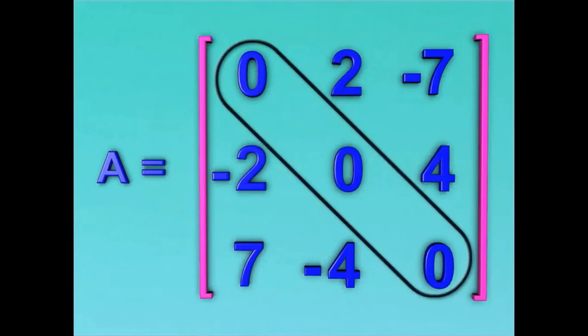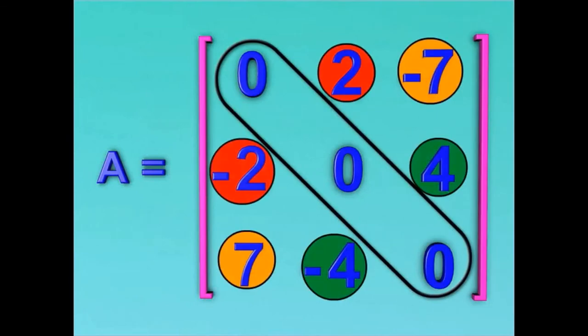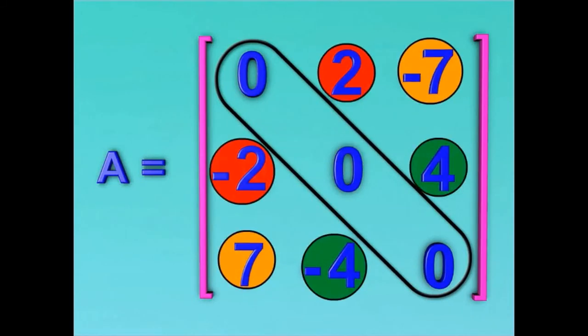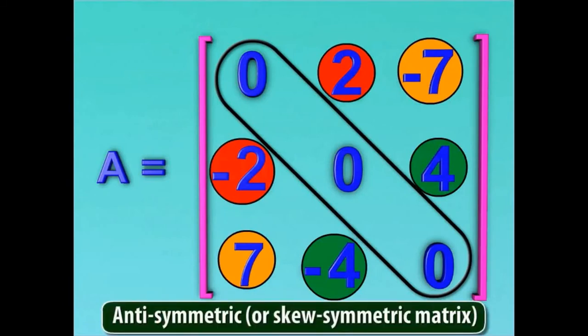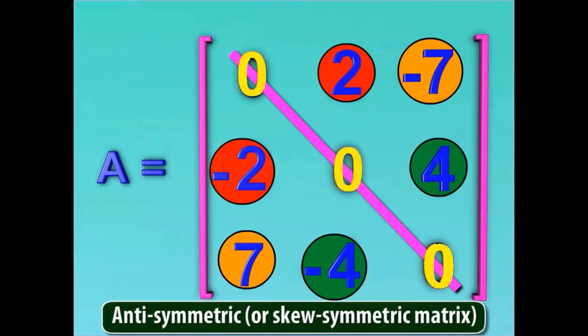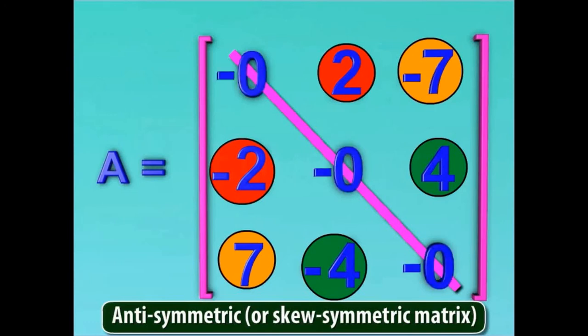Here is another square matrix. Notice that its corresponding off-diagonal elements are the same but have opposite signs. Such a matrix is called an anti-symmetric or skew-symmetric matrix. In an anti-symmetric matrix, there is symmetry along the main diagonal except for the signs. The main diagonal elements of a skew-symmetric matrix are always 0 because the negative of 0 is 0 itself.